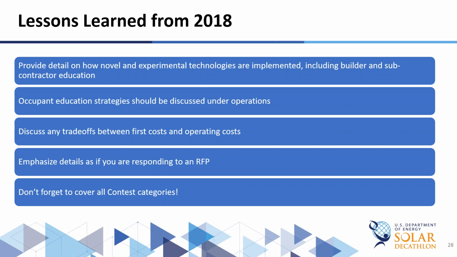In addition, some of these technologies may need more engagement from building occupants, so take a look at that. Make sure you look at costs and the trade-off between first costs and operating costs. Sometimes you'll see that in your energy modeling. And then make sure that you emphasize the details as if you're responding to a request for proposal. Be thorough for the jurors. And don't forget to cover all the contest categories as we've laid out in the guide.